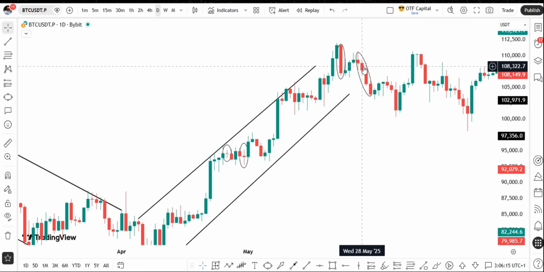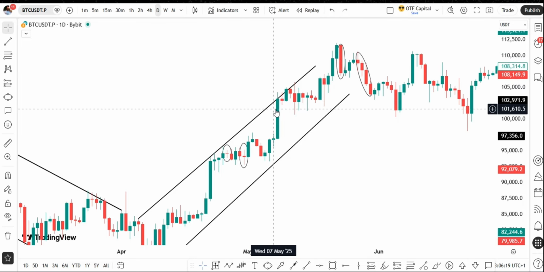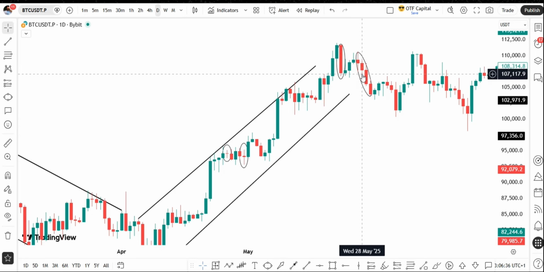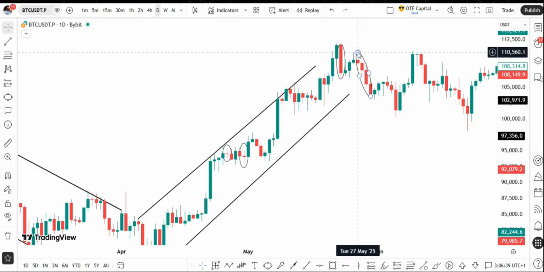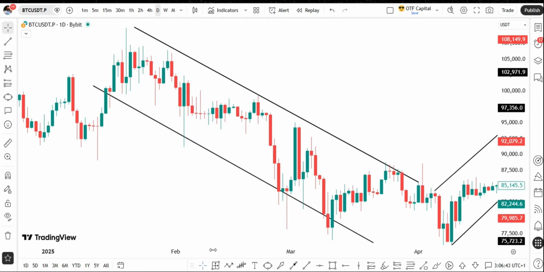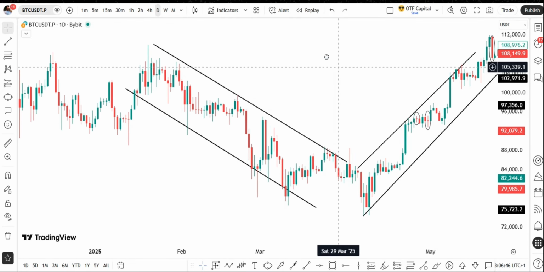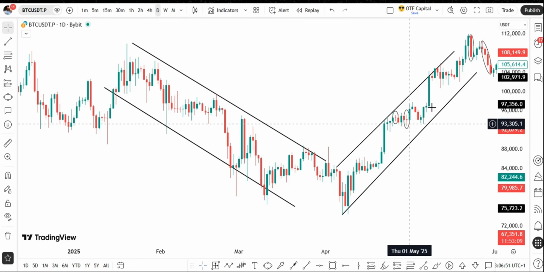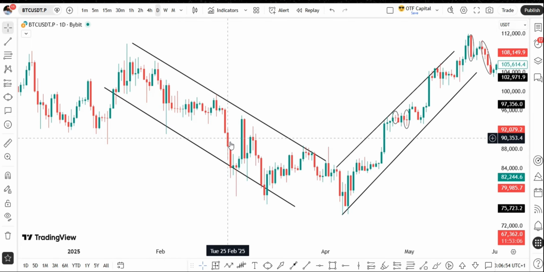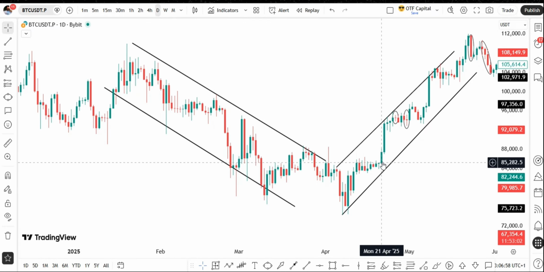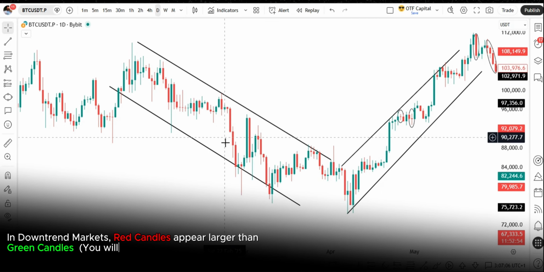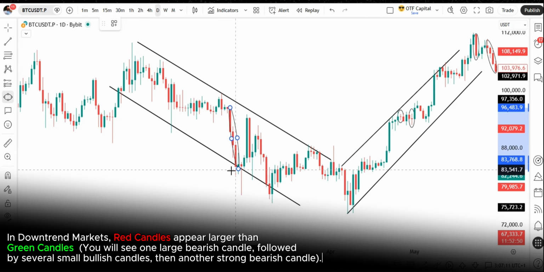So whenever we see a large red candle forming at the end of an uptrend, this will signal to us that we are about to have a reversal or a pullback. This also applies to the downtrend. In a downtrend, what are we going to be seeing? It is the opposite of an uptrend. Remember, we were seeing large bullish candles, large green candles forming in an uptrend. But in a downtrend, we'll be seeing what? Large red candles. Just try and spot the difference.